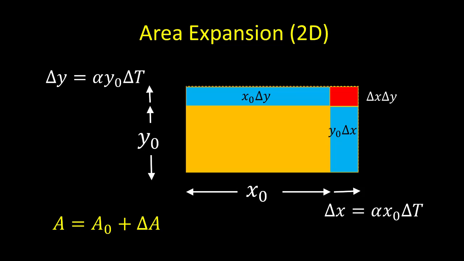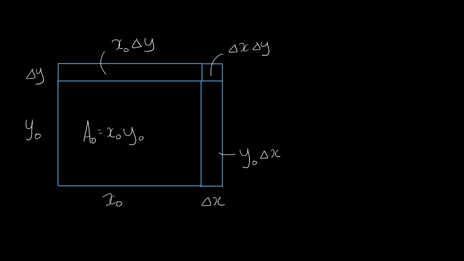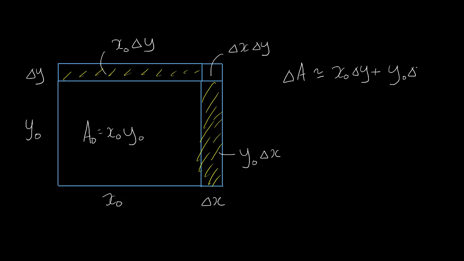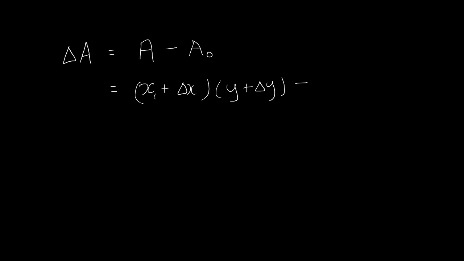For delta x and delta y small, delta x delta y is very small in comparison to the 2 larger areas and may be neglected. So the increase in area is approximately delta A equals x0 delta y plus y0 delta x. Algebraically, delta A is equal to A minus A0, which is equal to (x0 plus delta x) times (y0 plus delta y) minus x0 y0.